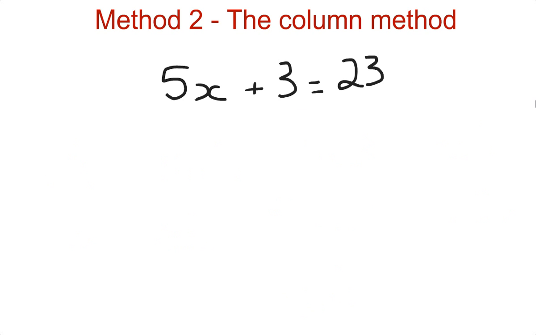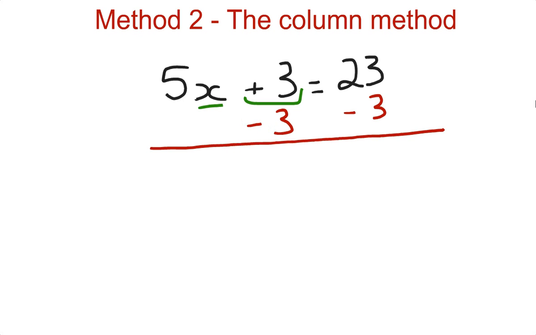This is the column method, and may appear a little bit more difficult to understand, but the concepts are dead straightforward. All we want is to get this x on its own. So the first thing I'm going to try and get rid of is this plus 3. So in order to get rid of it, what I'm in fact going to do is take away 3. But in the column method, if you do something to the left hand side of the equal sign, you have to do the same to the right.